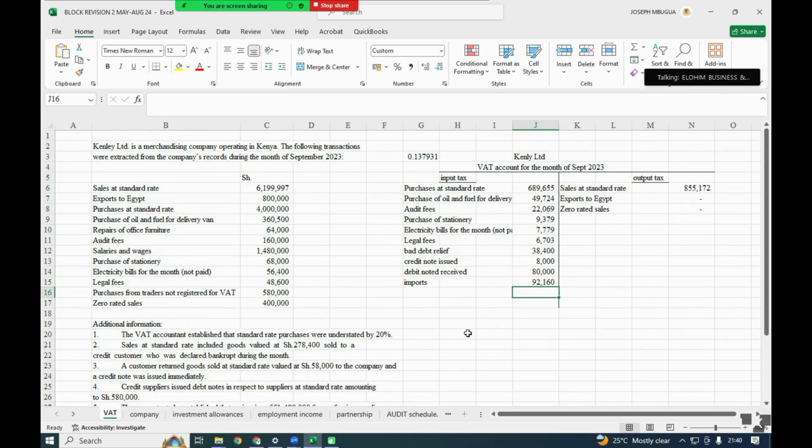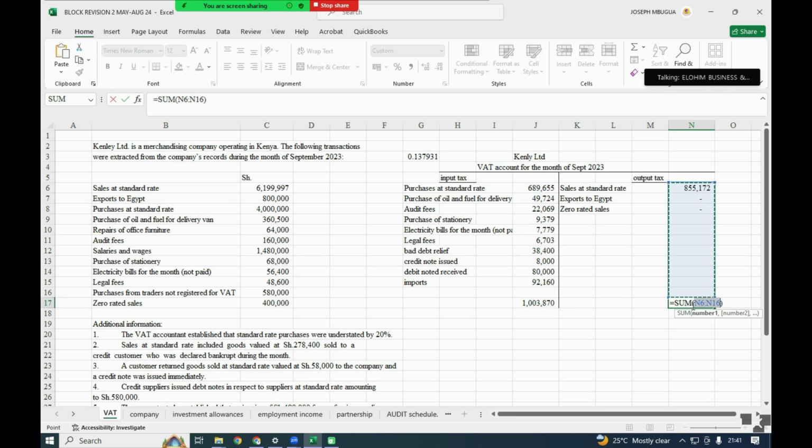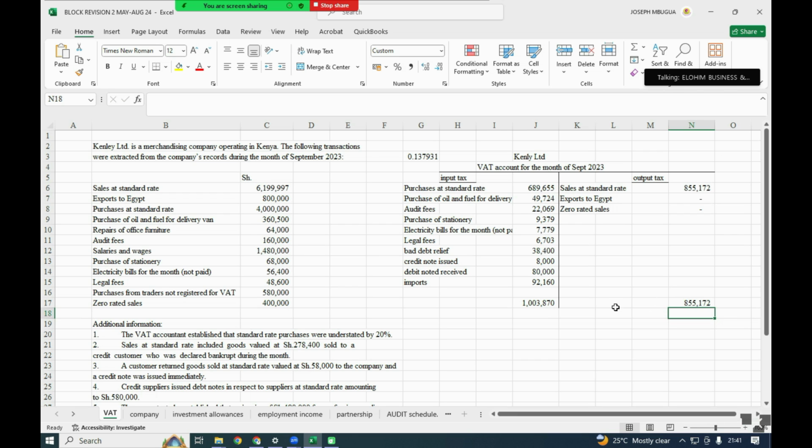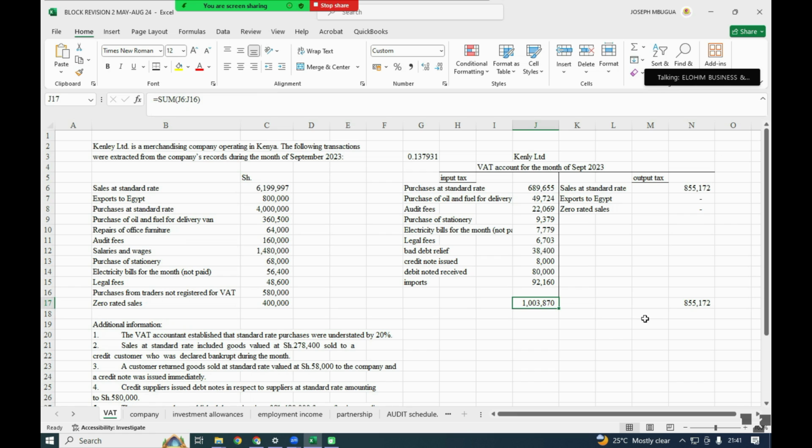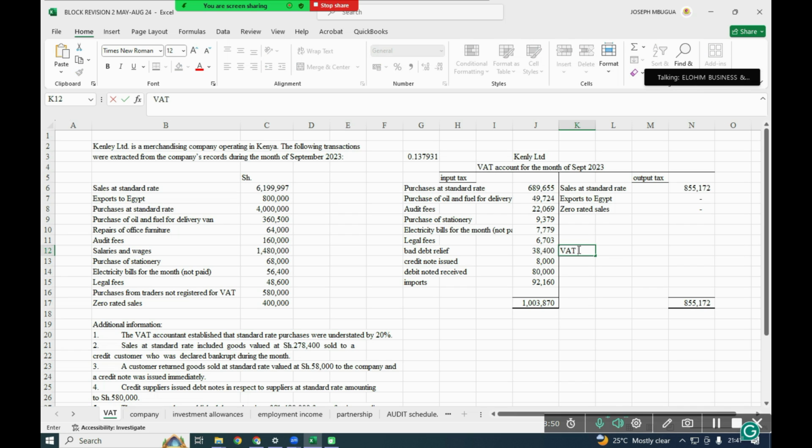And that's all. You just need to balance and see which side is bigger than the other. You'll find that in this case the debit is more. When the debit is more, you have the refund. So VAT refundable in this case will be, yes.